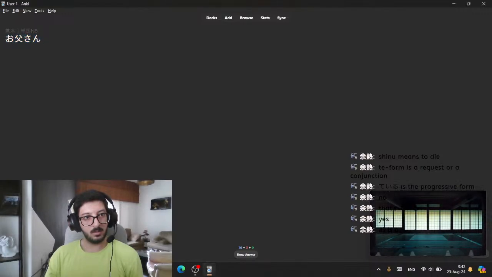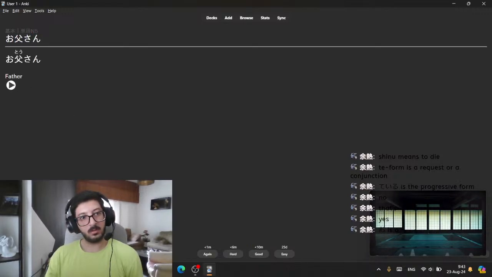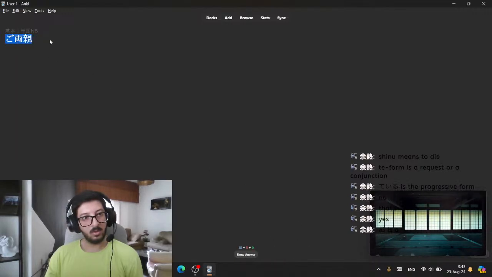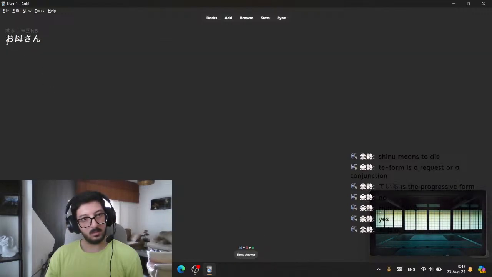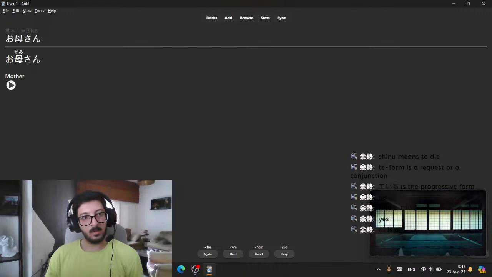That's a kanji. お父さん。Otou-san. Okay. ご両親。Goryoushin. Go, ryo, shin. お母さん。Okaa-san.